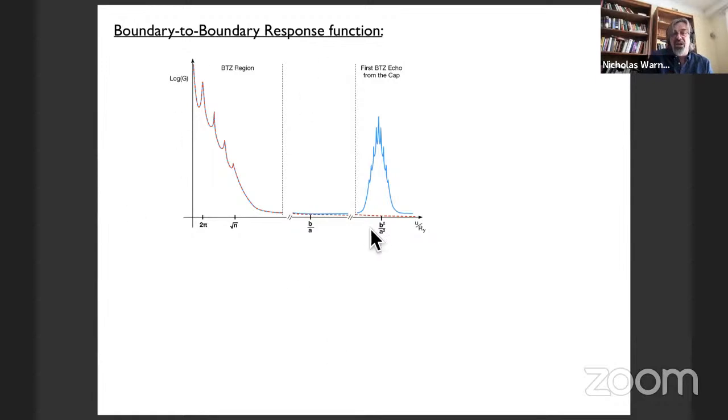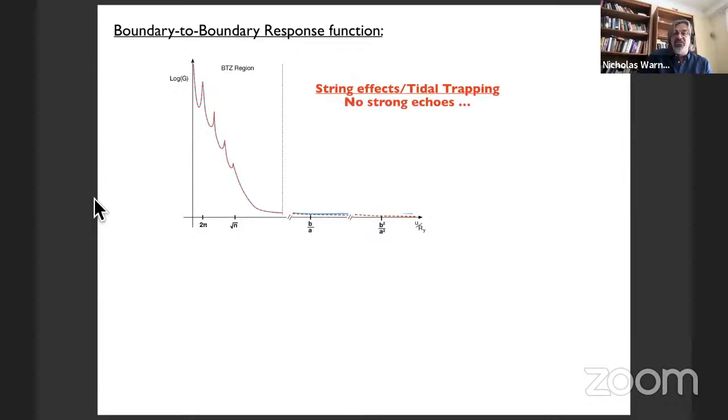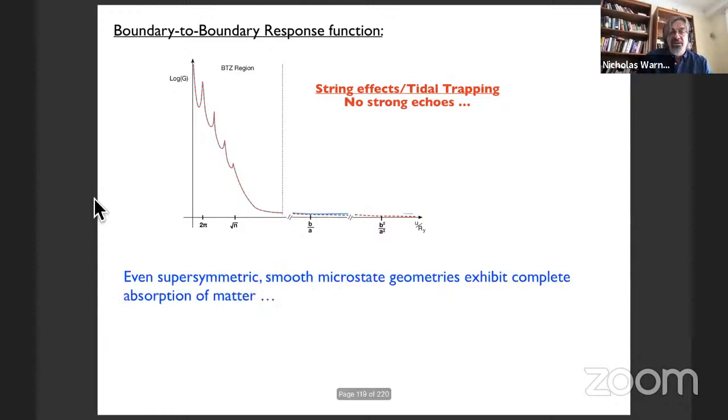This calculation that I advertised before was based entirely on a massless scalar field, and you can think of it as a shape mode on the T4. But the string calculation that we just discussed shows that essentially that resonant peak is gone. There is no return echo because the scalar becomes intrinsically stringy, and it just gets trapped. So this sort of hybrid of probes, scalar probes and stringy effects, tells you that even the supersymmetric smooth microstate geometries exhibit complete absorption of matter.